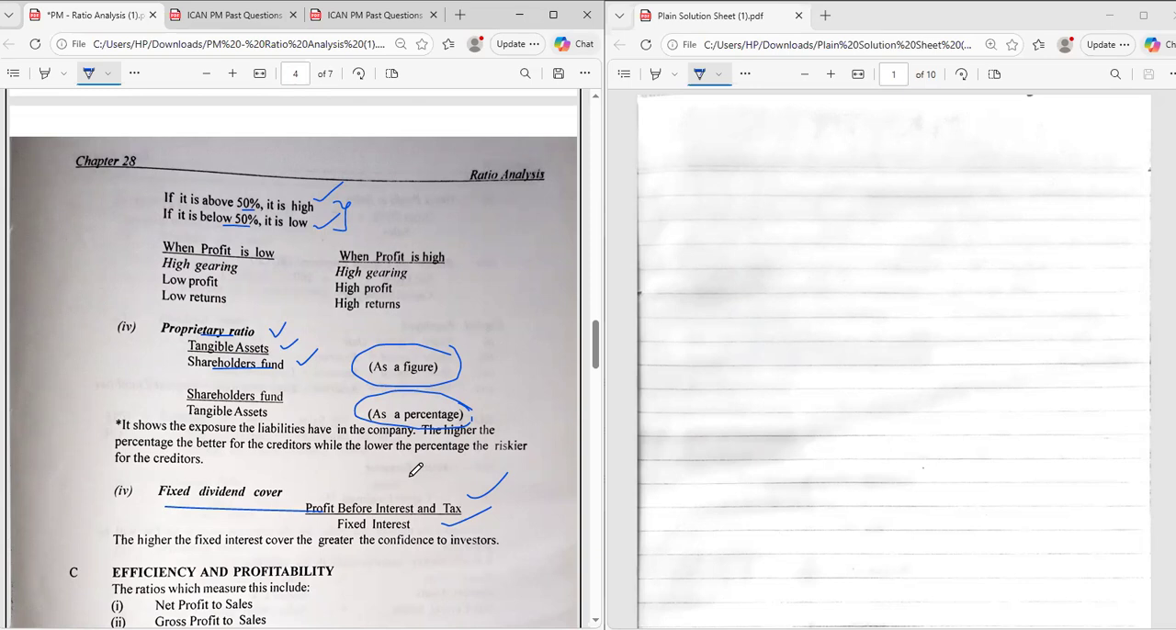So the idea is that interest is usually paid to people that are giving you money. So first of all, the accountant wants to know, do we have enough profit to pay off the interest? For him to be able to determine this, there's a ratio that he can compute. That ratio is known as fixed interest cover, not fixed dividend cover. We have fixed interest cover.